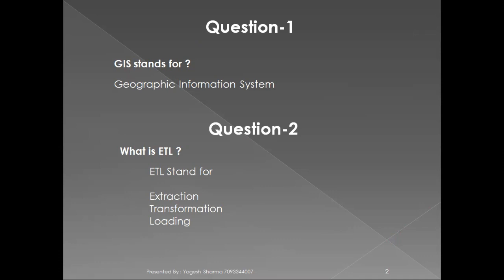To migrate data from one format to another format, we use spatial ETL applications or spatial ETL tools. So ETL stands for what? Extraction, transformation, and loading. There is a very good tool for ETL called FME, Feature Manipulation Engine. Most of the companies working with conversion projects use the FME software. FME is very good for ETL purposes.